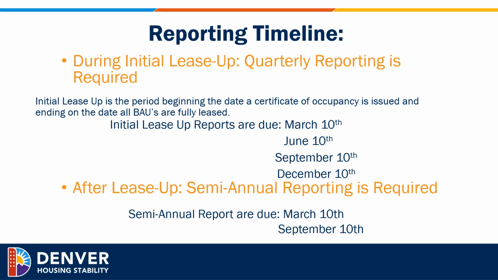Reporting is required. During initial lease-up, quarterly reporting is required. Initial lease-up is the period beginning the date a certificate of occupancy is issued and ending on the date all BAUs are fully leased. Initial lease-up reports are due March 10th, June 10th, September 10th, and December 10th. After lease-up, semi-annual reporting is required. Semi-annual reports are due March 10th and September 10th.